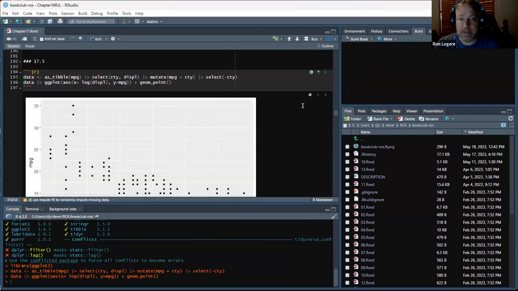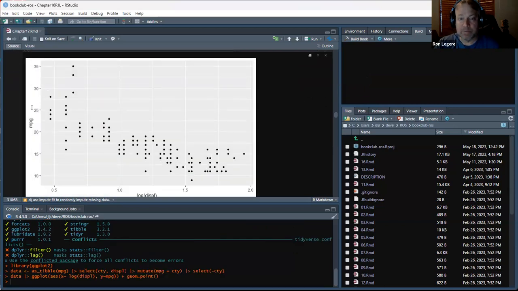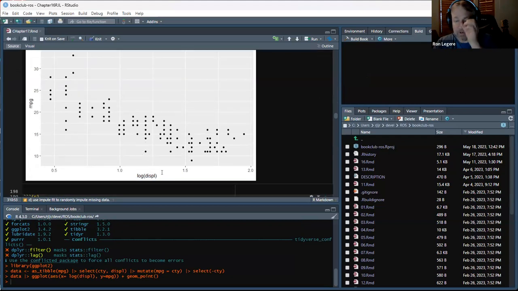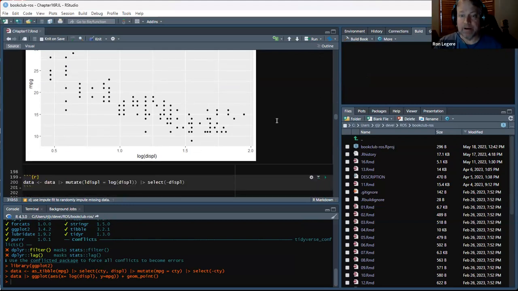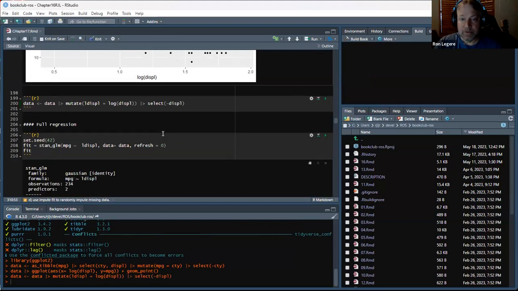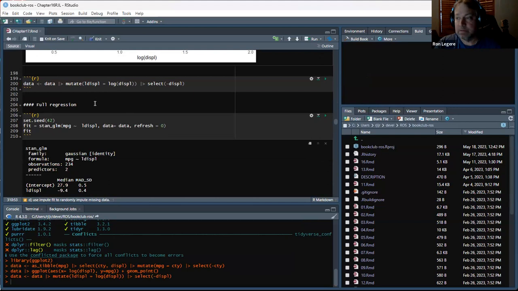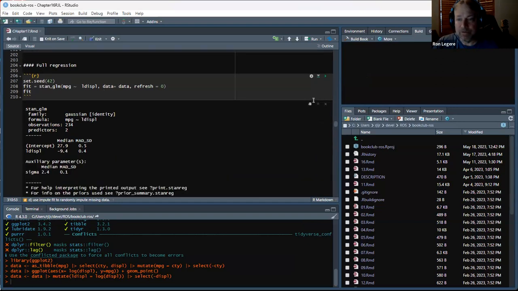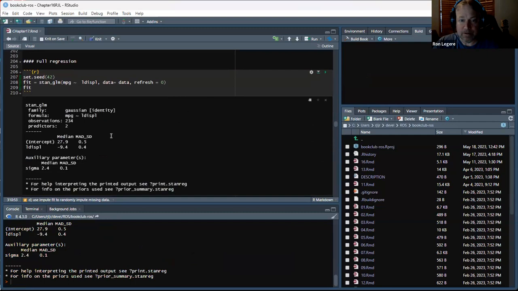So this is the data right here. I chose miles per gallon versus displacement, and I did a transformation on the displacement just to make it more linear, so log displacement. That's going to be my data that I'm going to fake missing data on. First, I'm just going to redefine a variable to do log displacement, call it L displacement, and then remove displacement just to avoid typos.